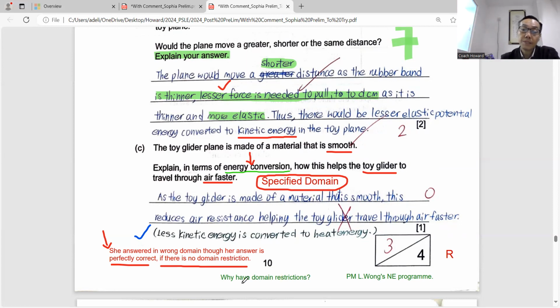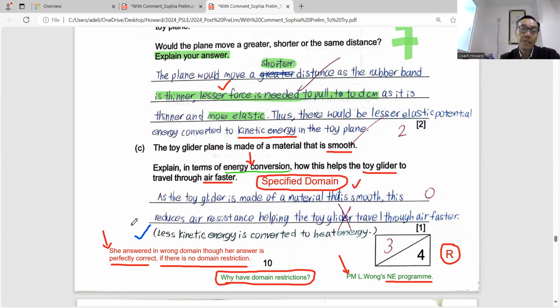So I put here, why are there domain restrictions? I put a joke here, just to enlighten students in their stressful life. Because our Prime Minister Lawrence Wong says, this is his program, National Education Program, we want to train students to be more resilient in Singapore's ever-evolving economy. Resilient means being able to stand up to difficult situations and emerge victorious. So that's why they want you to be more adaptable. So I give you this restriction, certain conditions you must be able to satisfy. That's why nowadays PSLE also tests students by answering according to what I call a specific domain.